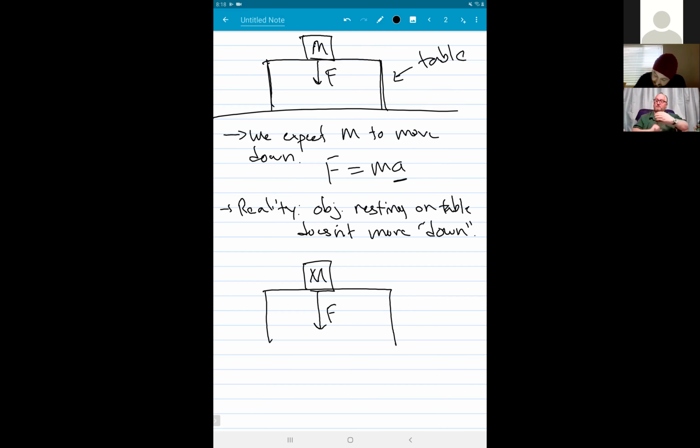The truth is, there's got to be a force pointing up. Let me come and draw it. Let's draw it like that. So this is a force applied, and this is the normal force, and we're going to see that the normal force should be equal to the force applied in this situation, which is the table resting on the ground.